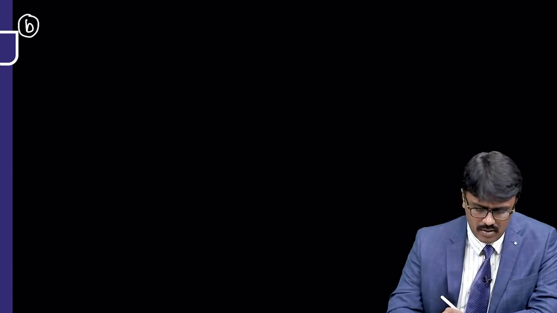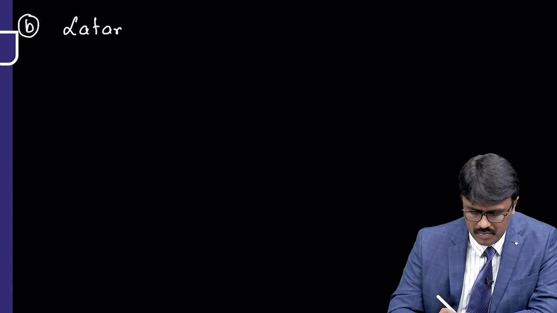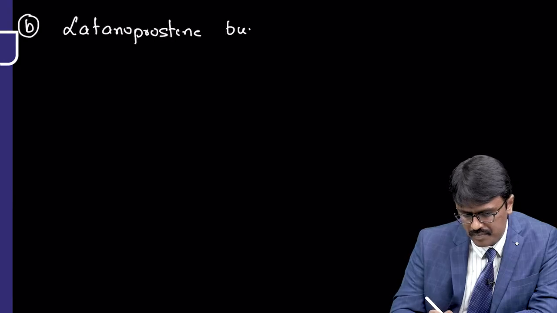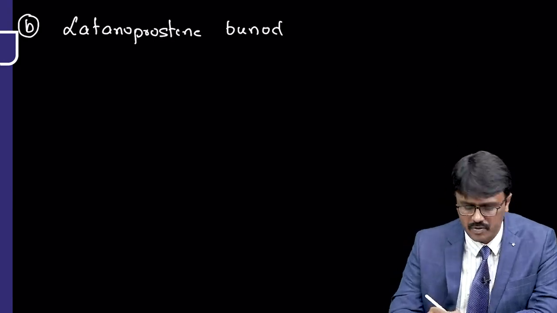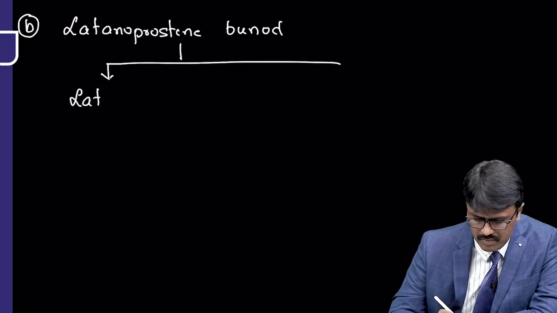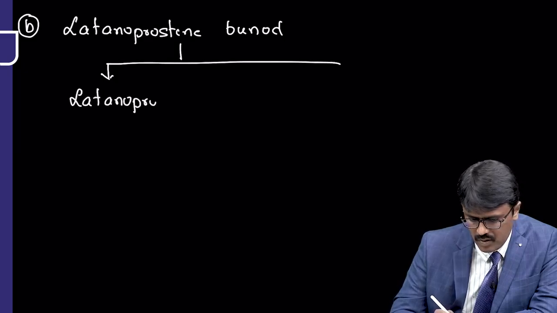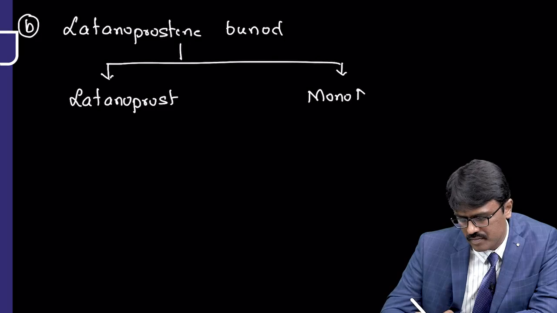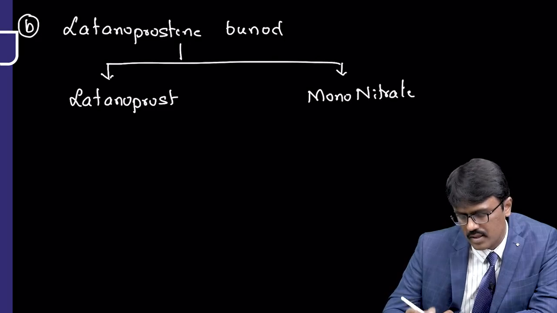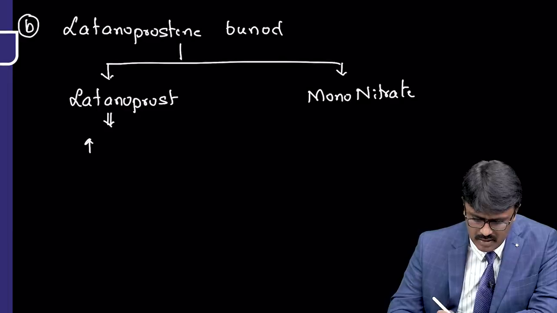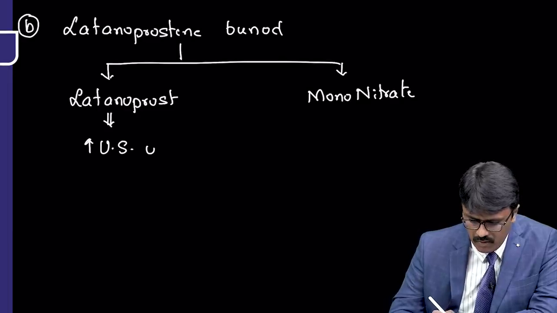One more newer drug I just want to tell you is called latanoprostene bunod. Now this is a drug made up of two things. One is latanoprost, and one more, it is made up of a mononitrate. This latanoprost is a PGF2 alpha. It increases uveoscleral outflow.